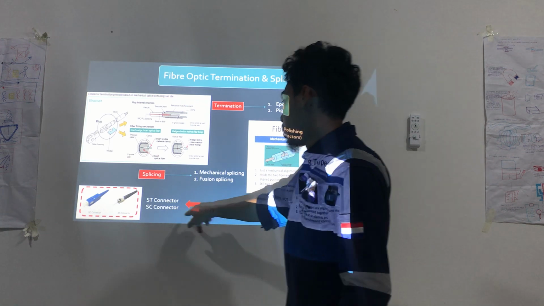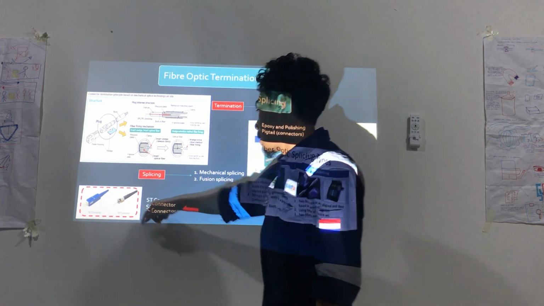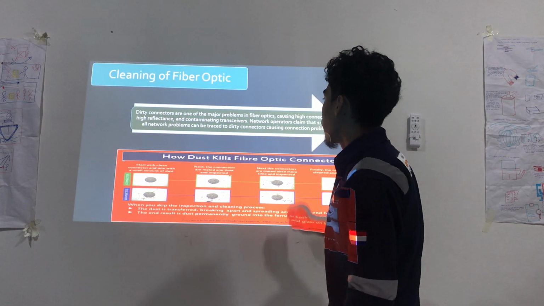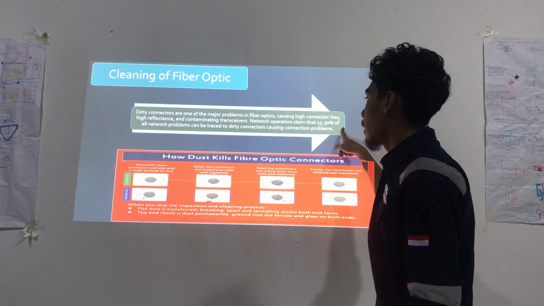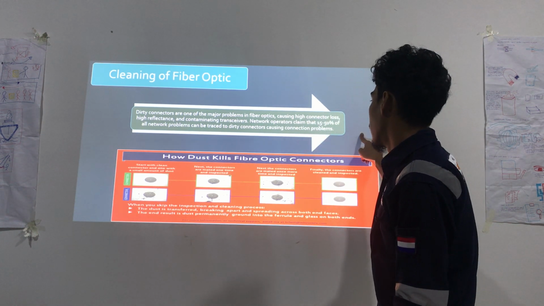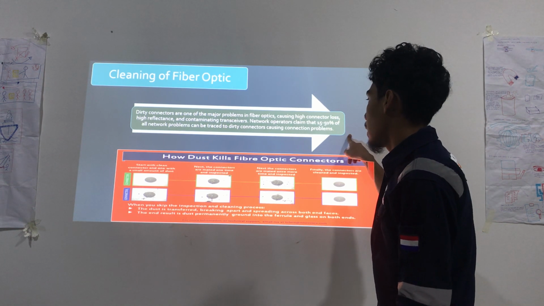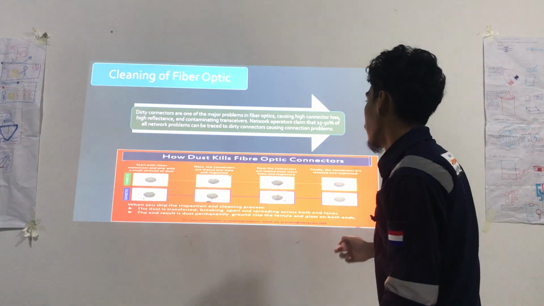So ROVs basically use ST connectors and SC connectors. This is the SC connector type, this is the ST connector type. So how do we clean fiber optic? Dirty connectors are one of the major problems in fiber optics because they cause connector loss, high reflectance and contaminate the transceiver. Network operators claim that 15 to 50% of all network problems can be traced just to dirty connectors.